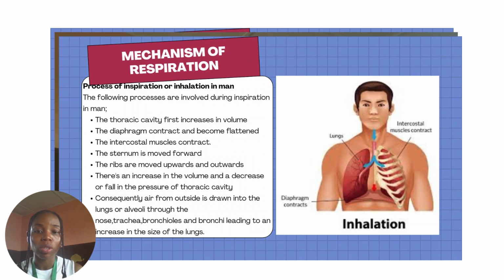Then the intercostal muscles contract. The sternum, which is the breastbone, is moved forward. Then the ribs are moved upward and outward. As a result of this, there's an increase in the volume and a decrease or fall in the pressure of the thoracic cavity. Consequently, air from outside is drawn into the lungs, or into the alveoli, through the nose, the trachea, the bronchioles, and the bronchi, leading to an increase in the size of the lungs. That's the process of inhalation in man.